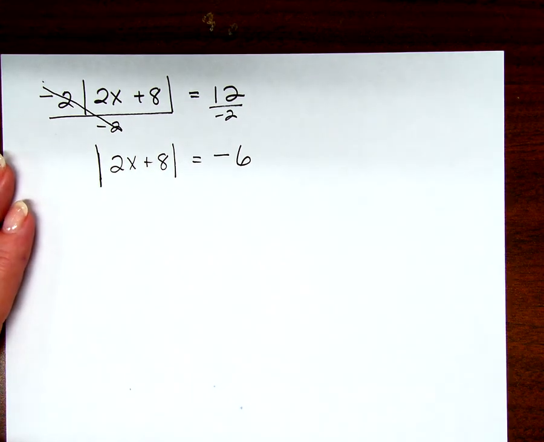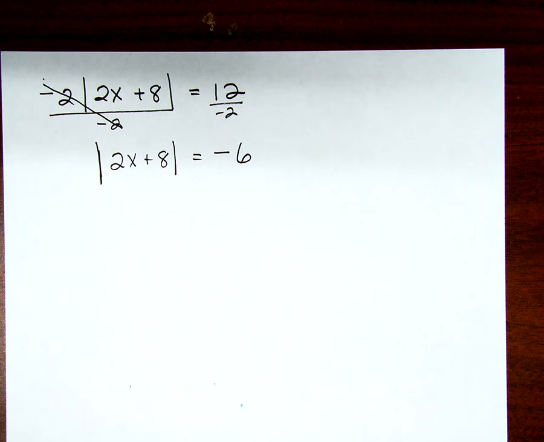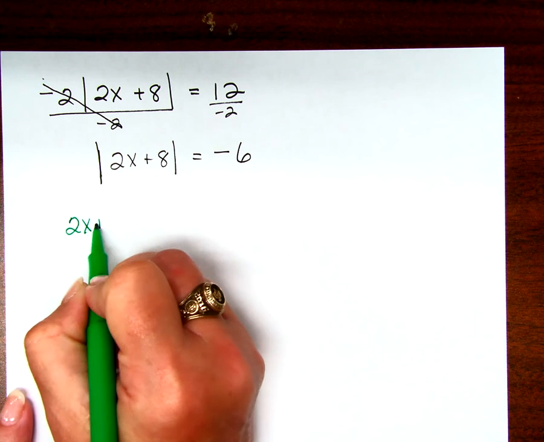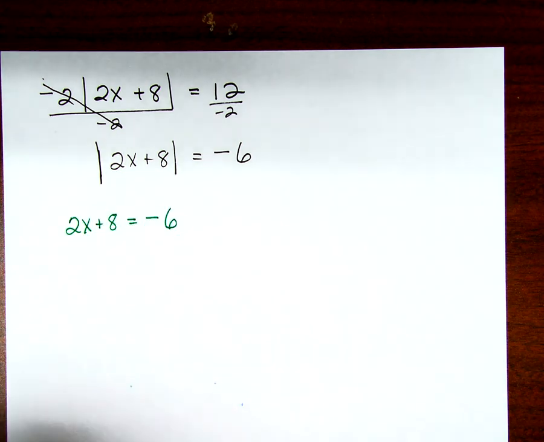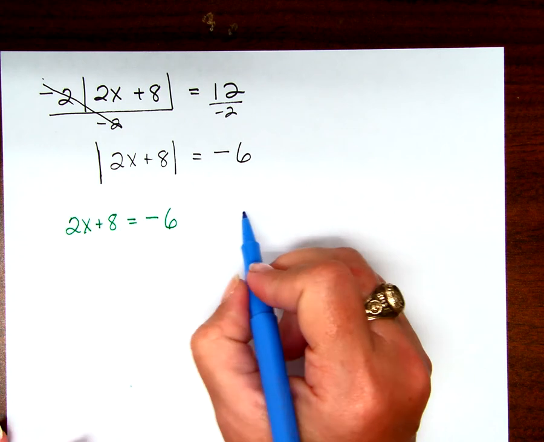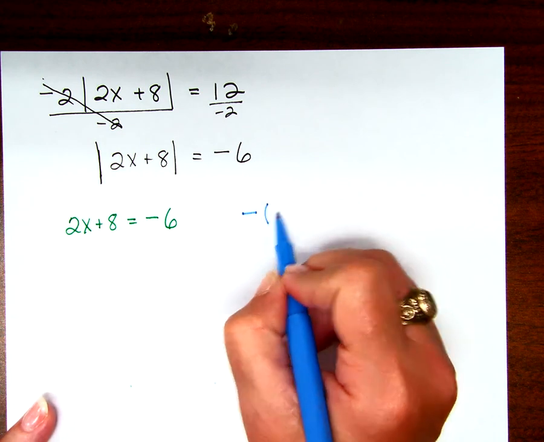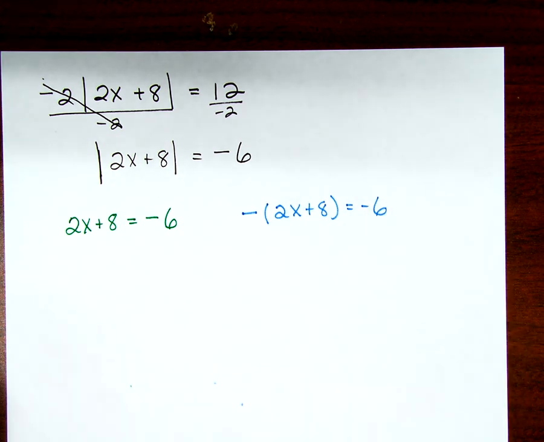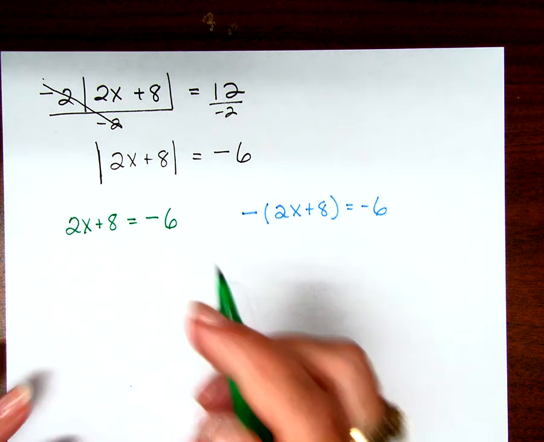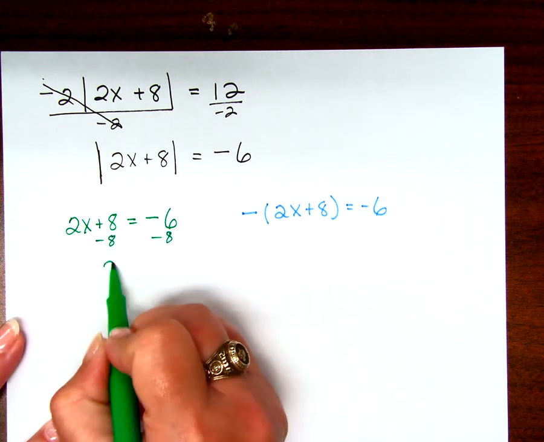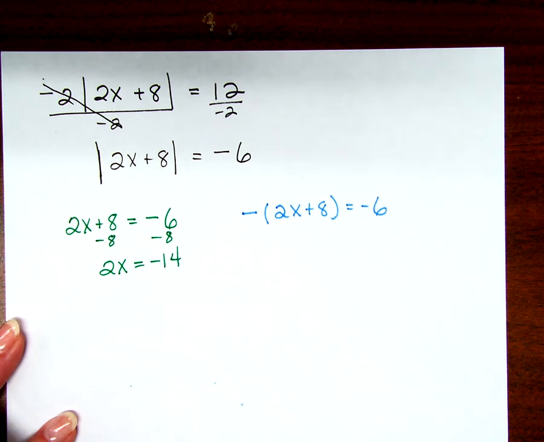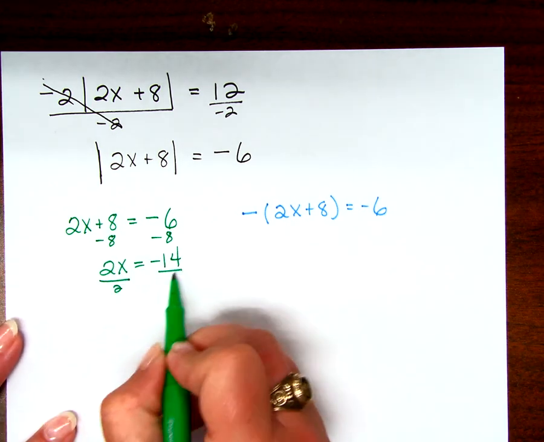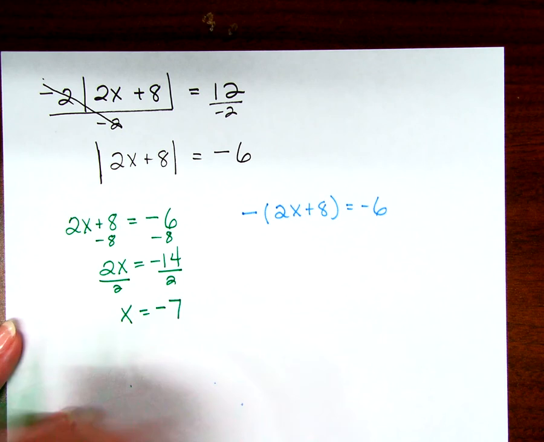What now? 2 equations, okay? First equation is 2x plus 8 equals negative 6. Second equation is the same with positive 6. Okay. And now solve each one, right? So subtract 8 from both sides. 2x equals negative 14. If I divide both sides by 2, I get x equals negative 7.